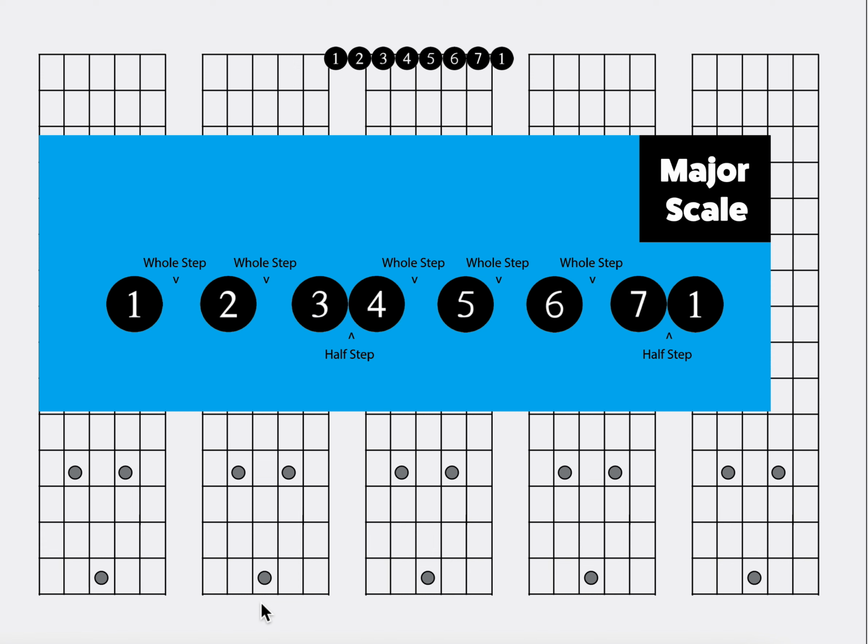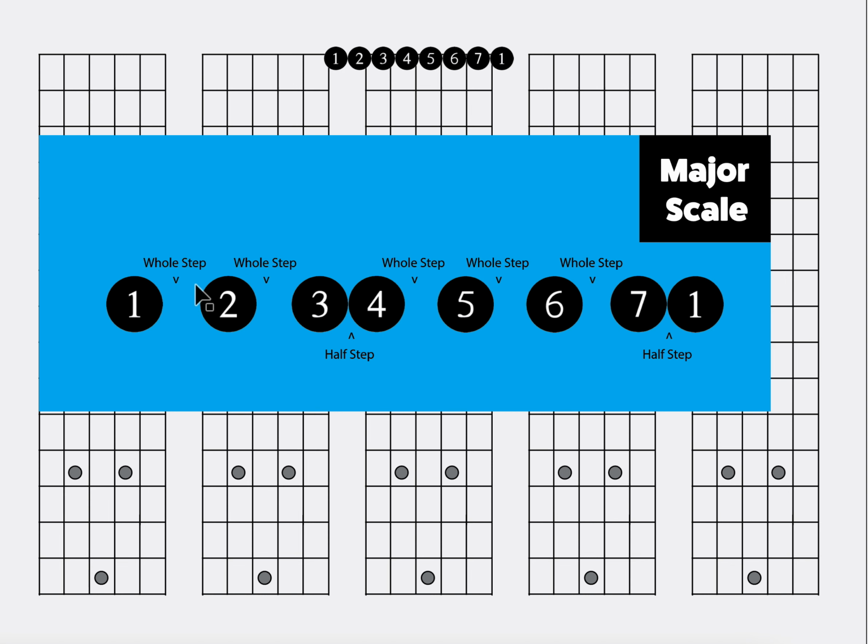You can start on any note and create a major scale by proceeding with this whole step and half step pattern. So from your starting tone, your next tone must be a whole step away. On the guitar, that means the distance of 2 frets. So if you're on the 1st fret, this next note would be on the 3rd fret. If you're on the 5th fret, this next note would be on the 7th fret.